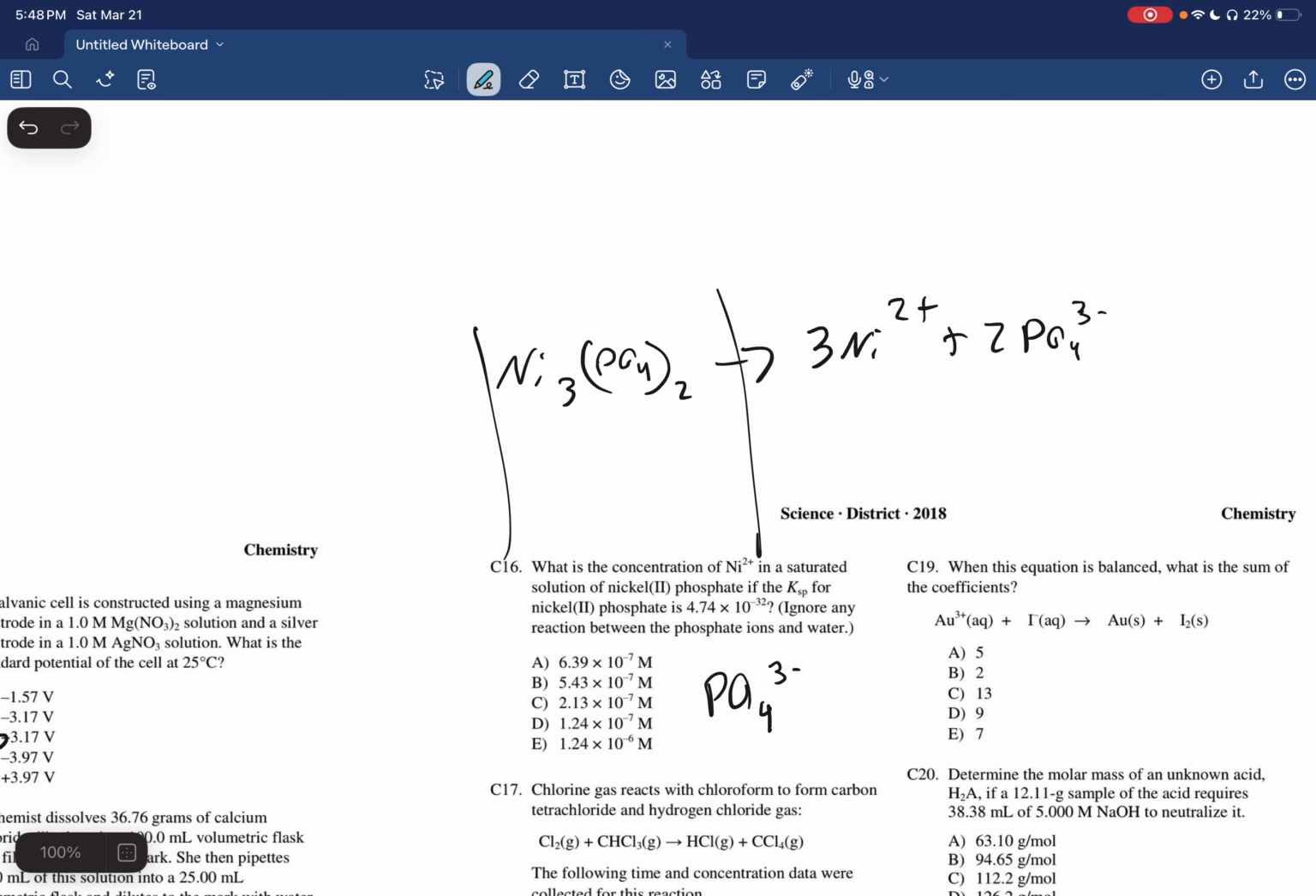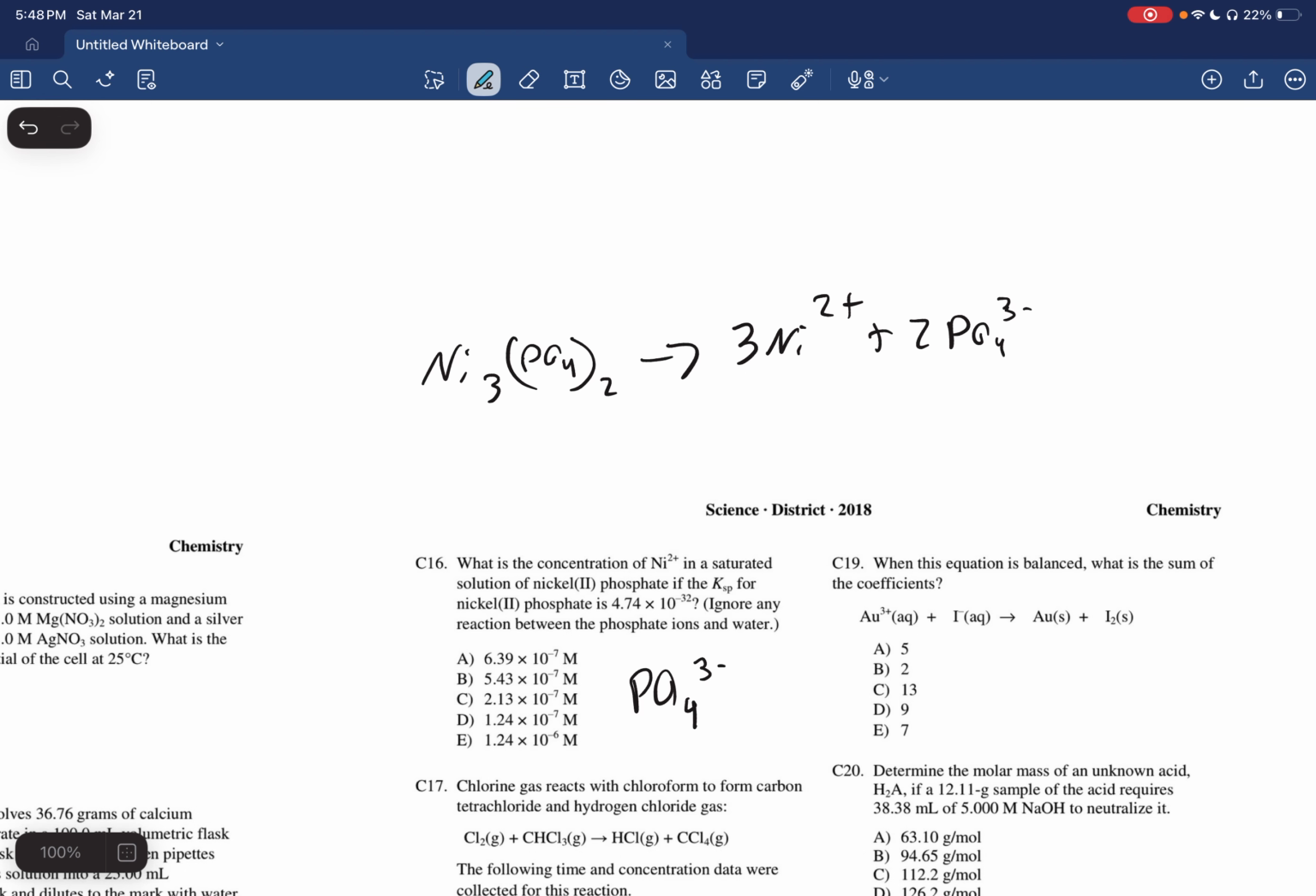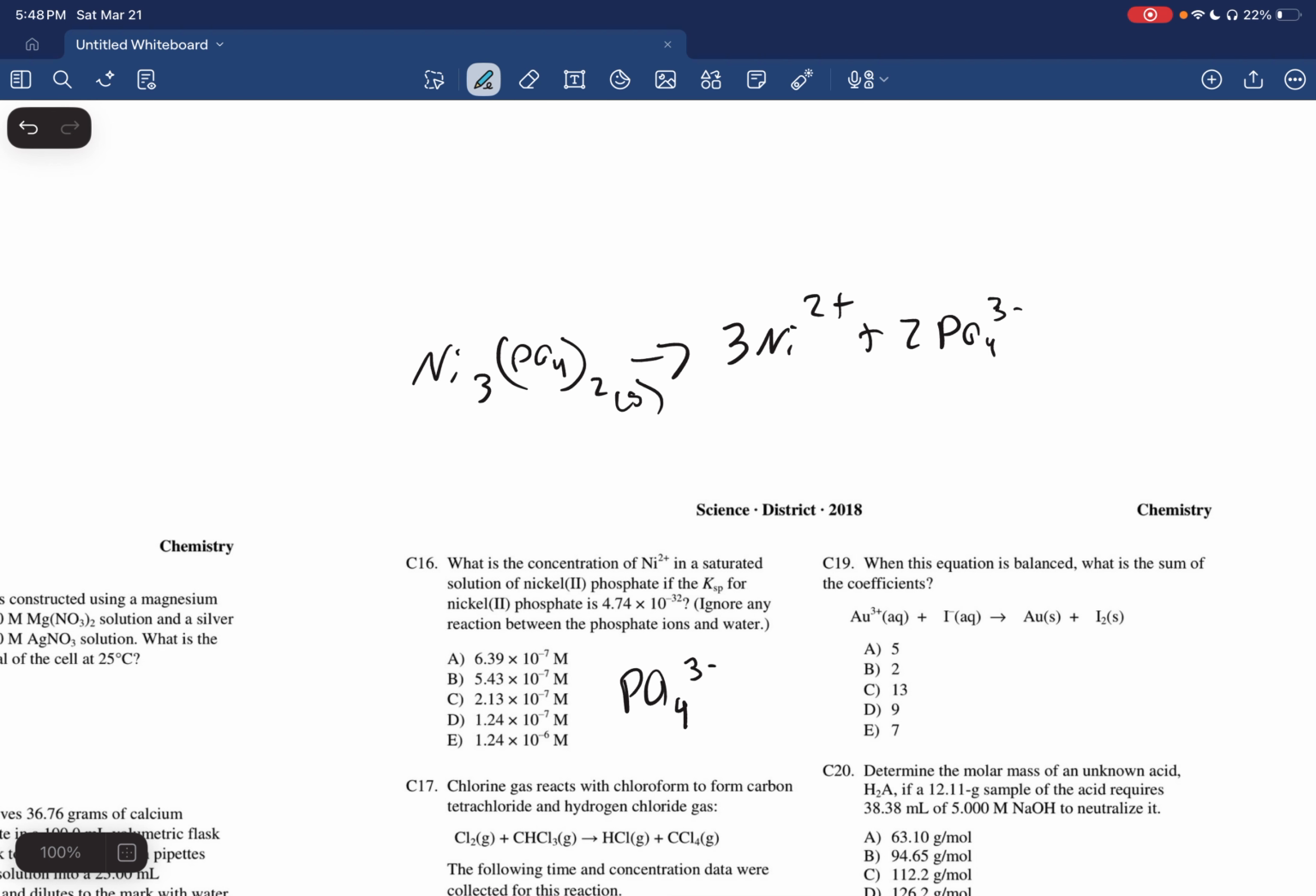Oh, what am I doing? Just get rid of this. So this is a solid. So it's not going to be changing at all. These are aqueous. And we're starting with 0 of them.